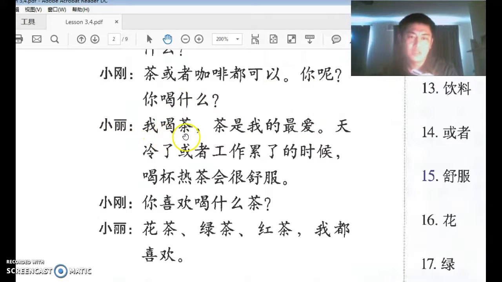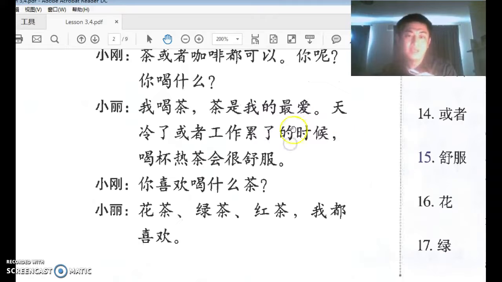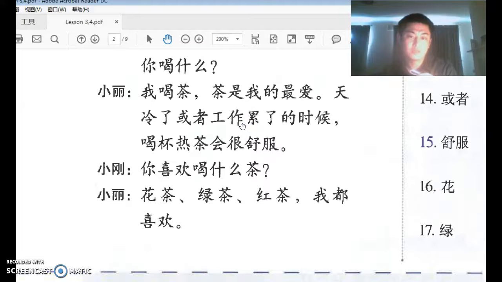小丽说 我喝茶, 茶是我的最爱. 最爱 is most love, it's a beautiful word. It means my favorite. Or if you want to use 喜欢 that's fine too, but you need the 的 there: 茶是我最喜欢的. Anyway, 天冷了或者工作累了的时候, when it's cold or when we're tired of work, right?